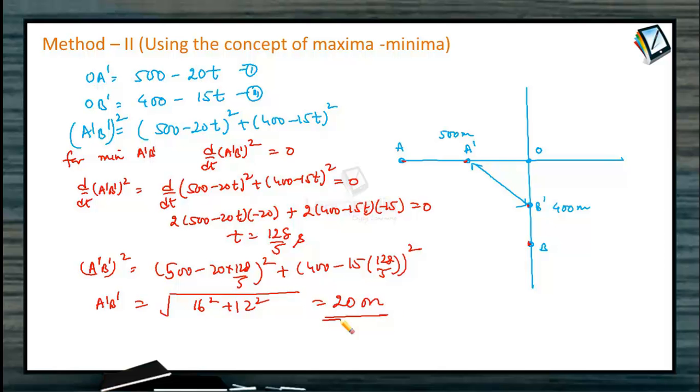It's a complete mathematical manner of doing it by taking the concept of maxima and minima. So we have assumed that at any instant the car is at a new position A dash B dash, and by differentiating with respect to A dash B dash and substituting equal to 0, we could calculate the minimum distance between them.